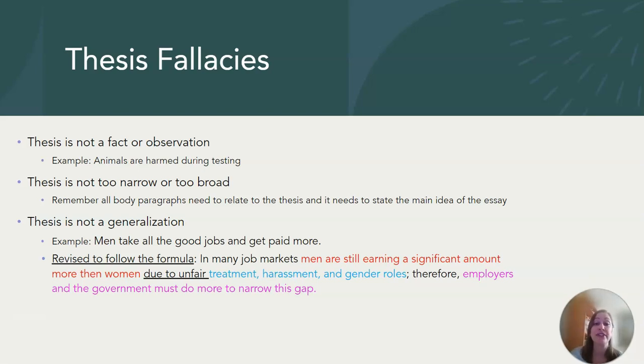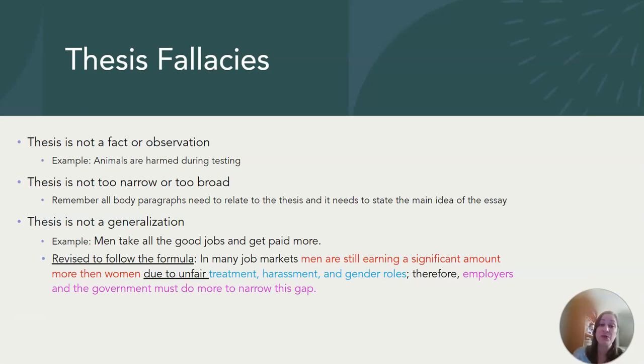So one of the first rules is that the thesis is not a fact or observation. So for example, animals are harmed during testing. Remember in previous videos, we've talked about how the thesis is the map of our essay. We want to have a purpose in there. So if we look at animals are harmed during testing, we don't really know what you're doing with this topic. That's just a fact that happens. So we are missing the purpose.